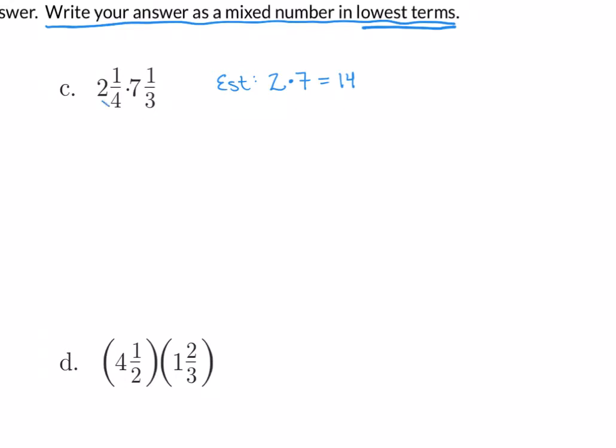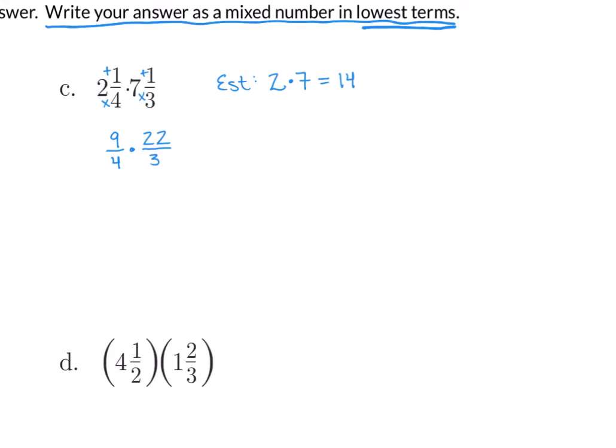To convert to improper, we get 2 times 4 is 8, plus 1 is 9. It's my numerator. My denominator stays the same. We get 9 over 4. For 7 1/3, we get 3 times 7 is 21, plus 1 is 22. Keep the denominator.